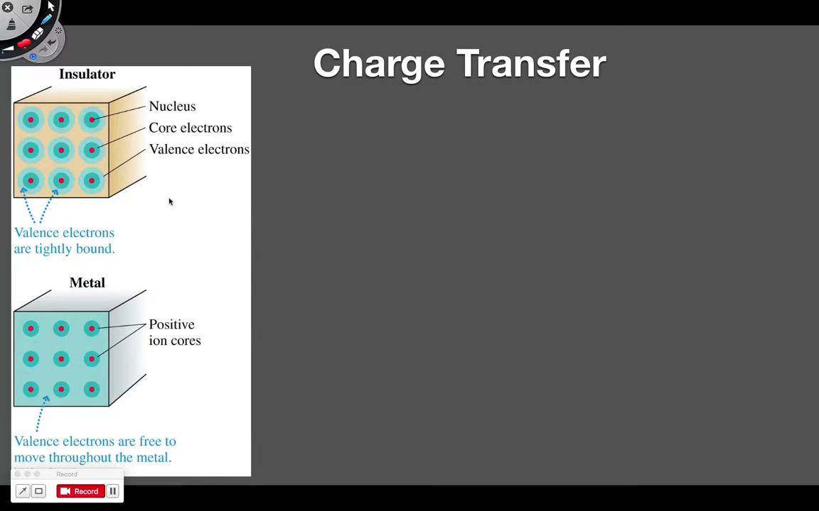Okay, there are some materials that transfer charges easier or better than other materials. The materials that transfer charges easier.